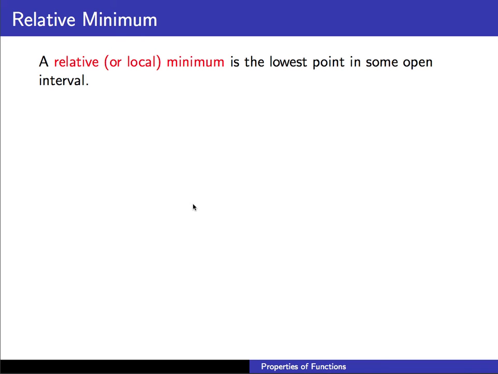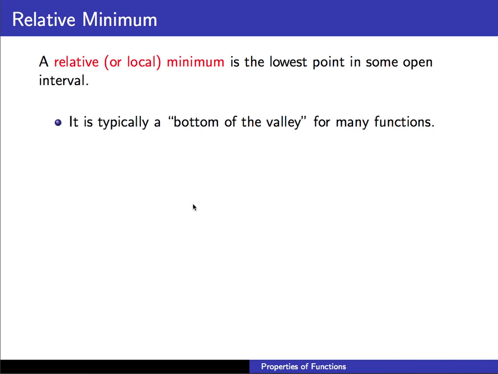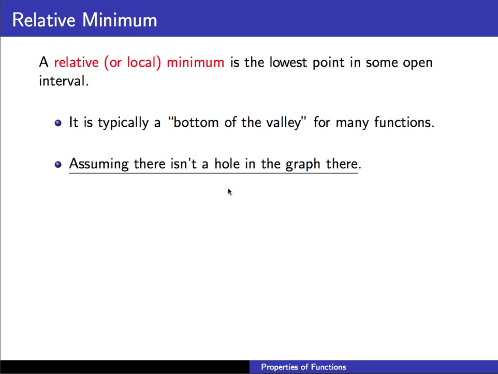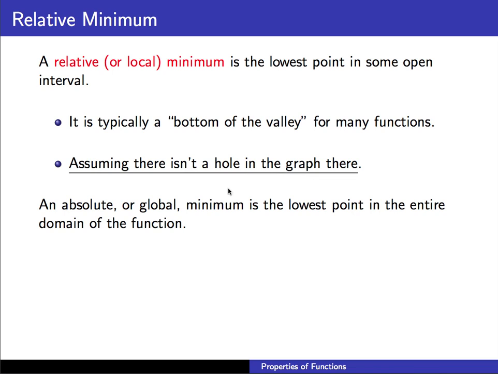On the other side of the spectrum, we have a relative or local minimum, which is the lowest point in some open interval. That's typically going to be a quote-unquote bottom of the valley for many of our functions. Again, we're assuming that there isn't going to be a hole in the graph there. An absolute or global minimum is the lowest point in the entire domain of the function.